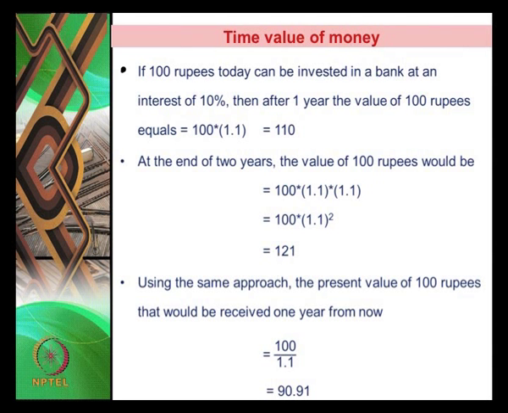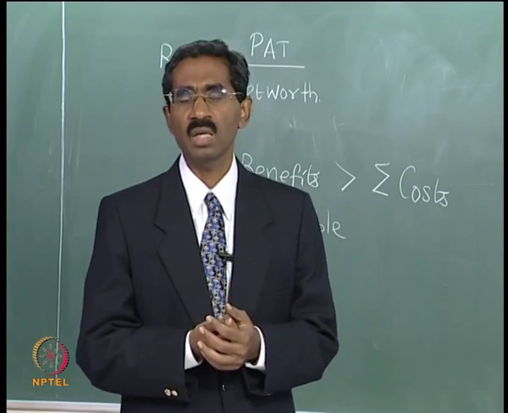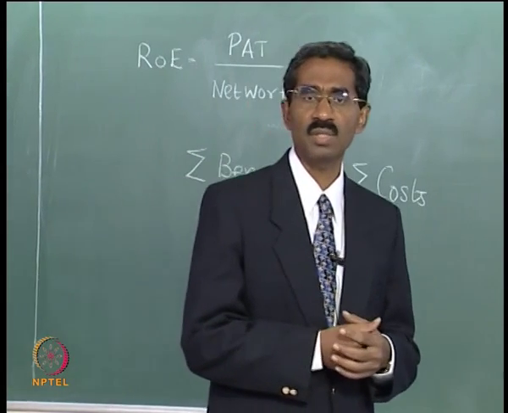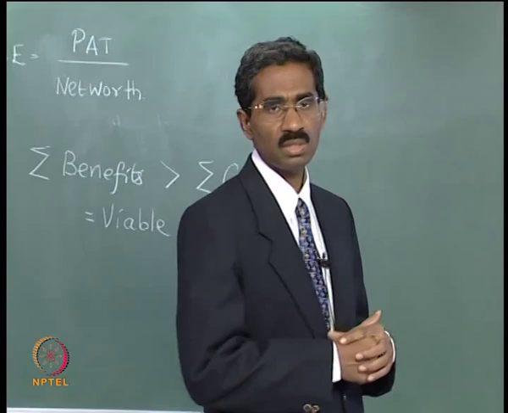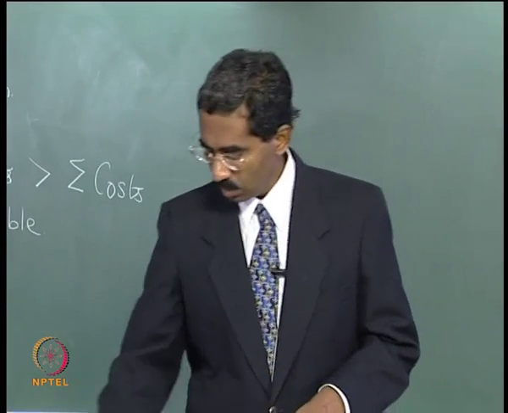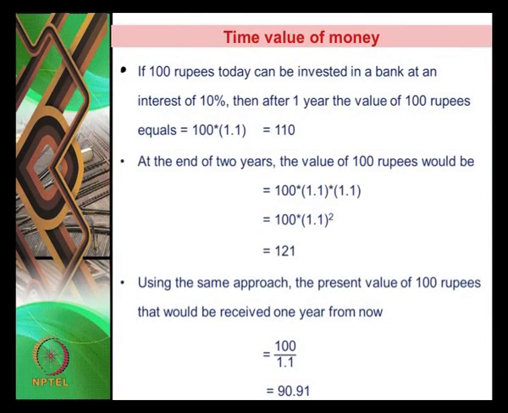On the other hand, if your friend promises 110 1 year from now or 100 today, both are equal, because you are going to get 110 if you deposit these 100 rupees in a bank at the rate of 10% interest. By the same token, let us assume that you deposit 100 now, and at the end of 2 years the value of 100 rupees is going to be 121, because you are going to get interest for 2 years at the rate of 10% per year.